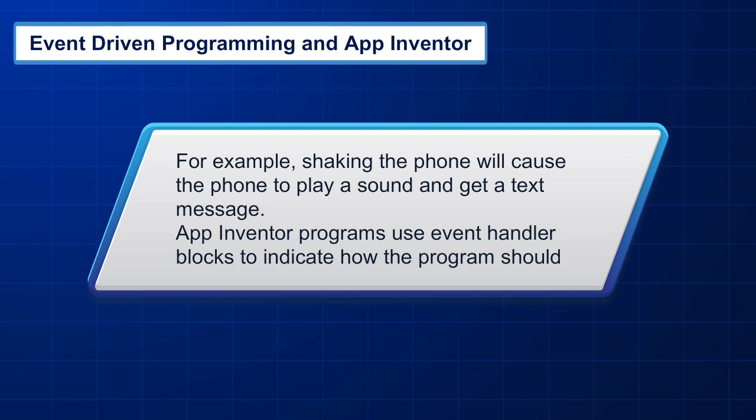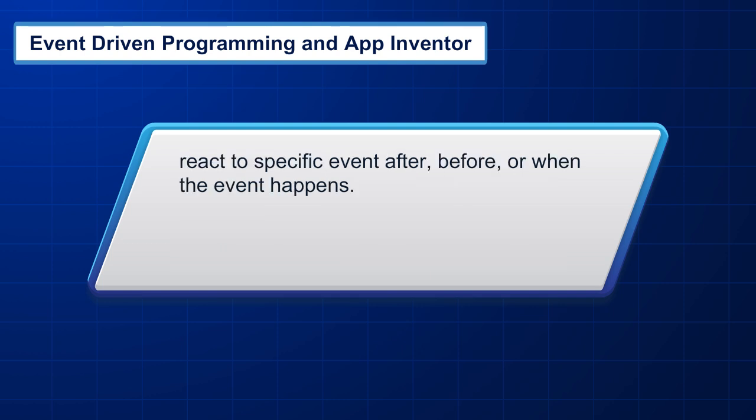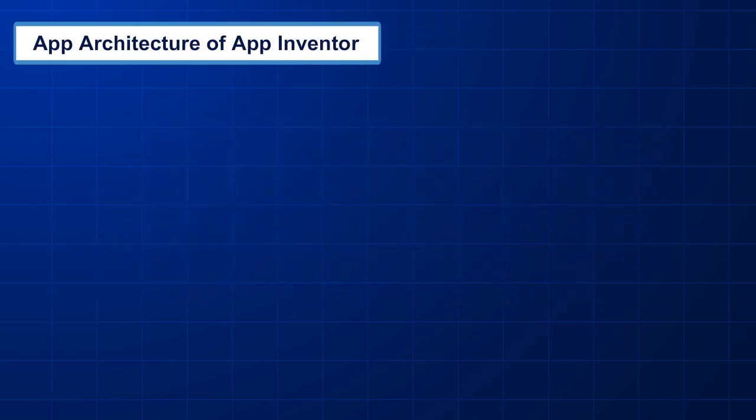App Inventor programs use event handler blocks to indicate how the program should react to a specific event after, before, or when the event happens. App architecture of App Inventor.